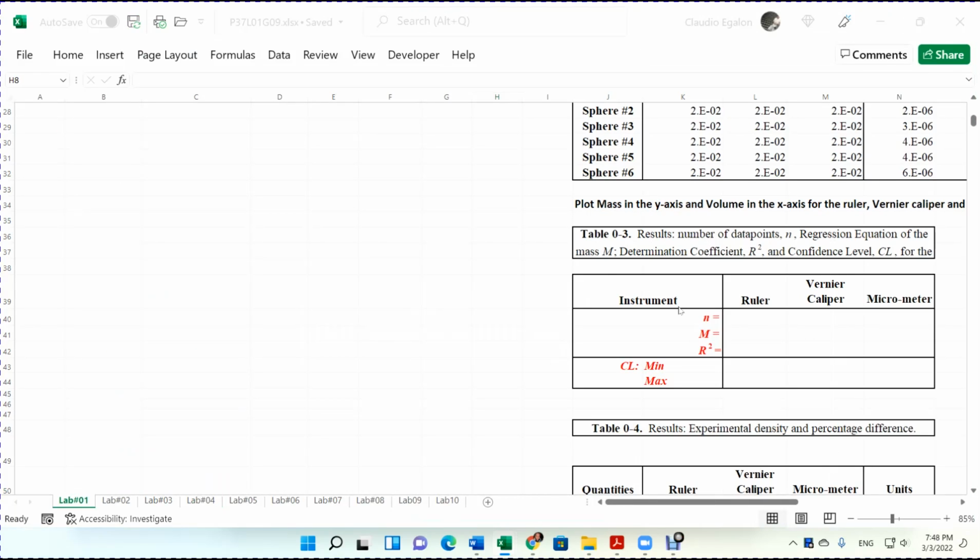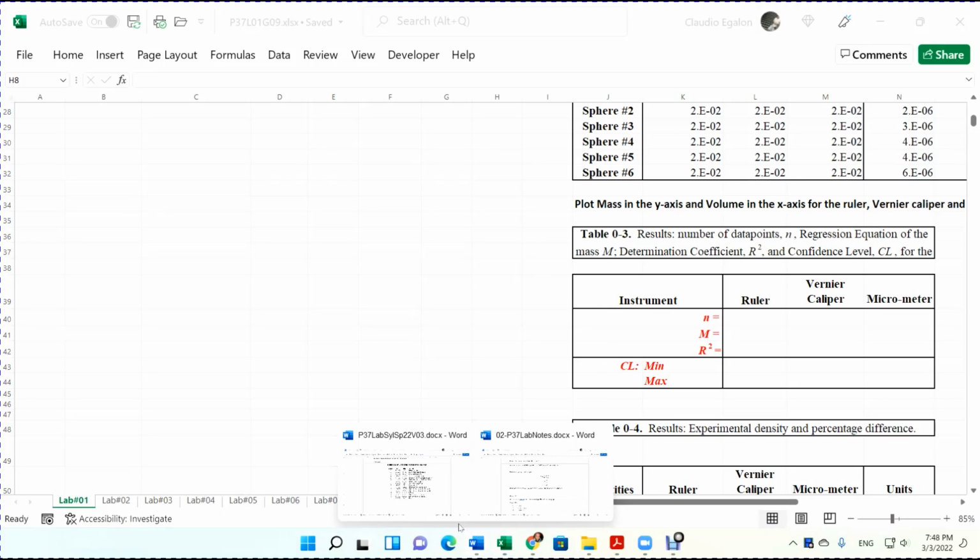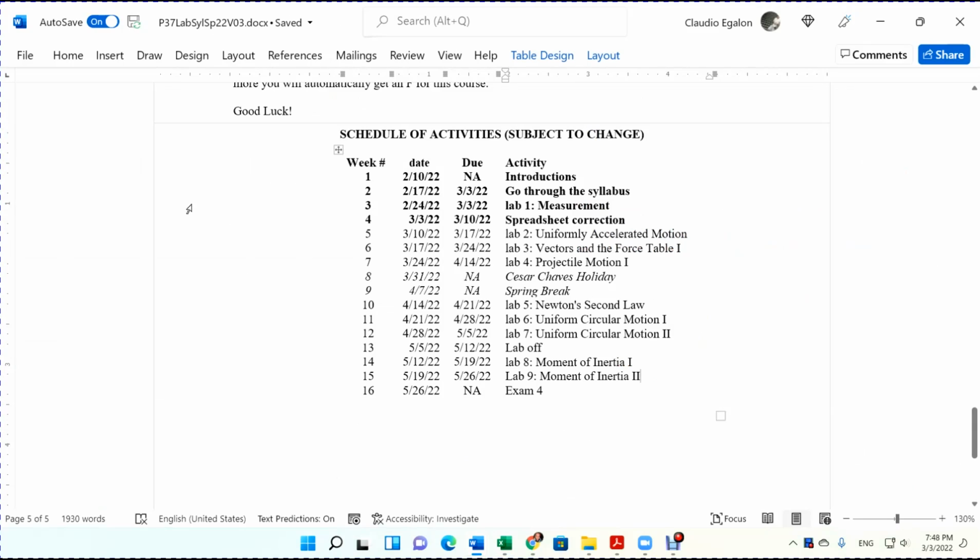Okay, this is March 3rd, 2022. This is Physics 37 Lab. And we started working on the data for the first lab, which is measurements.